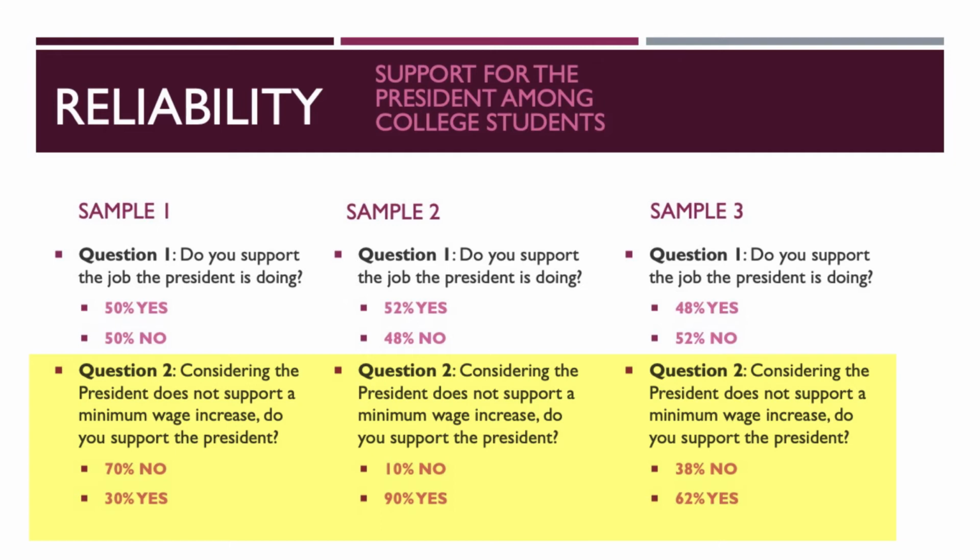So what all of this tells us is that question 2 is not a reliable measure. It's highly inconsistent across all of our samples. So while it may be a valid question, a valid attempt to gauge or measure support for the president, it's highly unreliable.